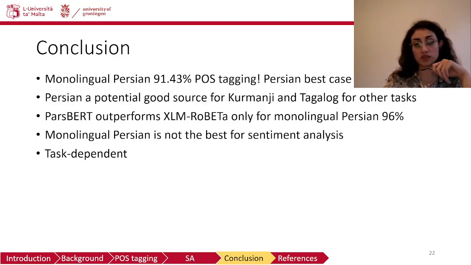And then our experiments with ParsBERT show that ParsBERT can only outperform XLM-RoBERTa, the multilingual model, when we have Persian for fine-tuning and for testing in the monolingual experiment, which achieves 96%, higher than the multilingual model's 91%. And then the monolingual Persian experiment for sentiment analysis was not the best experiment, and Slovak had the highest accuracy.